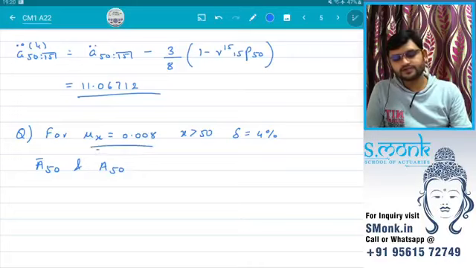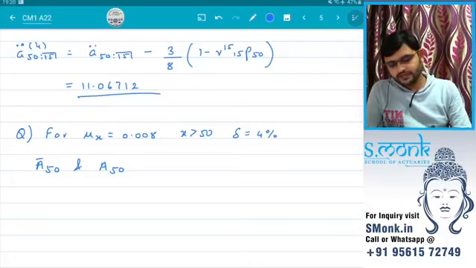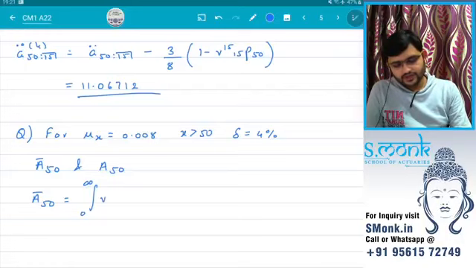Remember, when we had constant force of mortality, we could do our integration. If we did not have constant force of mortality, integration becomes very difficult. First of all, what is our integration? ā 50 would be integration from 0 to infinity v raised to t, tp50, mu 50 plus t dt. This is our formula.